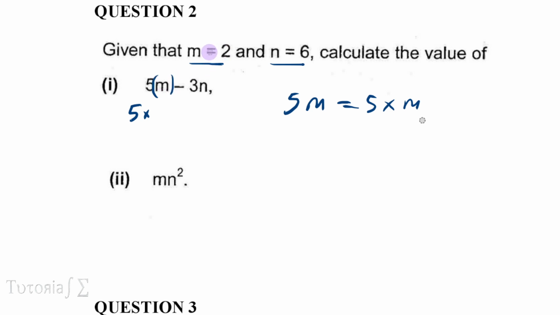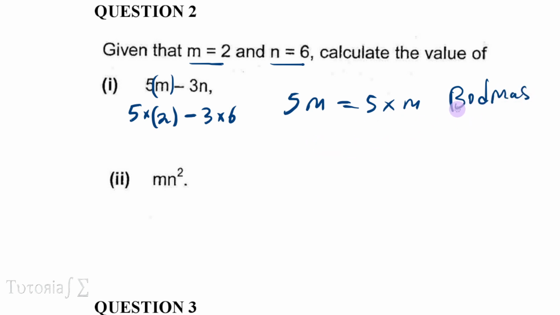You replace your m there. Your m is 2 according to the question. So you said 2 minus, so same applies here. This is 3 times n. N is 6. Then what you do is you multiply first. You're using BODMAS. Always use BODMAS when doing this.